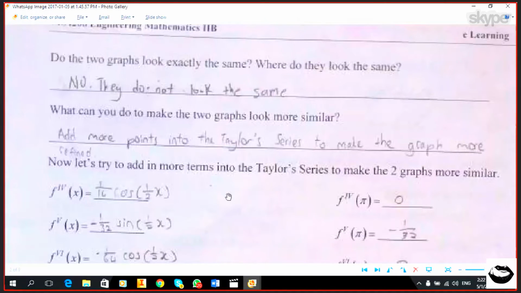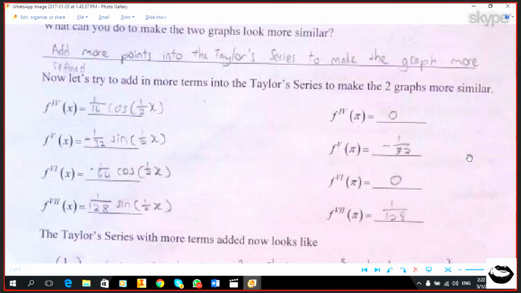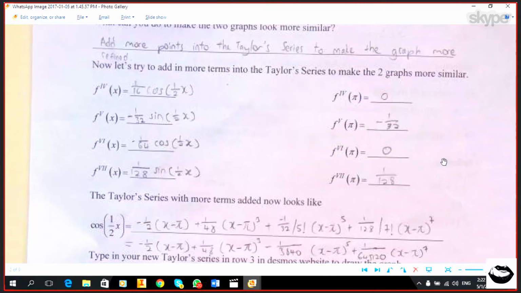What can you do to make the two graphs look more similar? In order to make the two graphs look more similar, we have to add in more terms into the Taylor series. By adding more terms into the series, to the equation, we can get the graph to fit the cosine half x graph as well as we like.